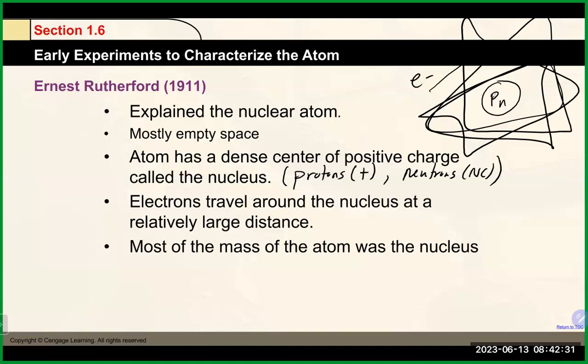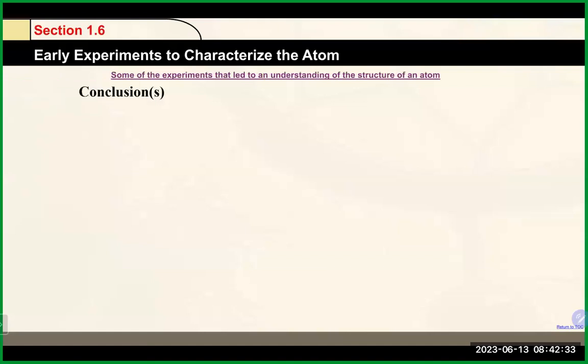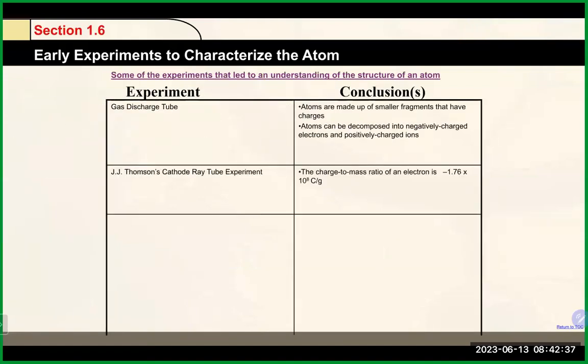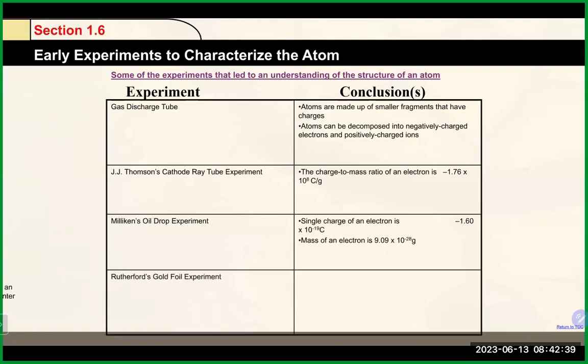And obviously you should know that again, it's mostly empty space, and has a nucleus that contains protons and neutrons. Most of the mass of the atom is actually that of the nucleus. This is just a table of some of the experiments that we talked about and what came out of them. Obviously, you need to know Rutherford's gold foil experiment, what was done, what he thought going in in terms of the atom, and what came out as a result of it. Any questions on that there?